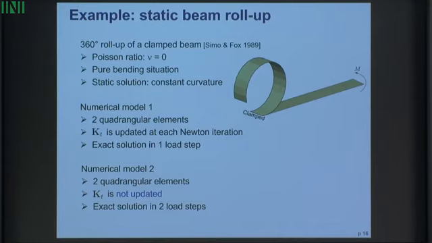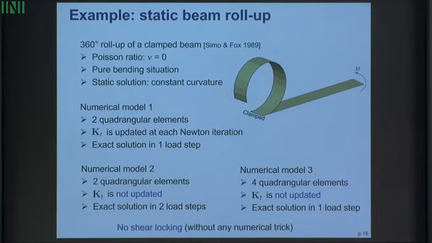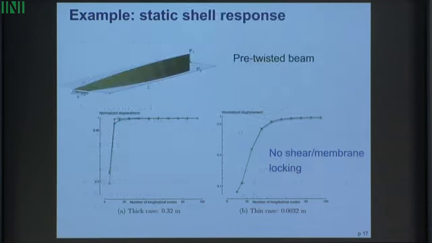And to see the mesh dependency, we tried the same problem with a slightly finer mesh. So we just have 4 elements. And again, we do not update the iteration matrix. And then we have better convergence, and we do not need to divide the loading into 2 steps. And again, there is no shear locking in this case.